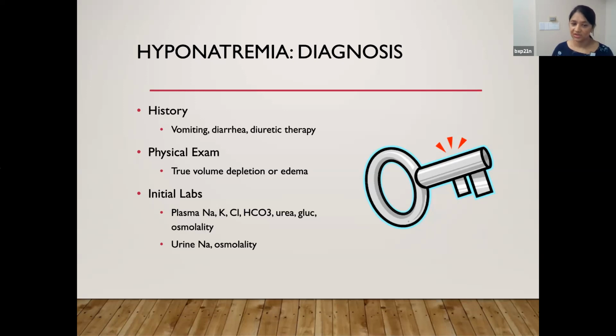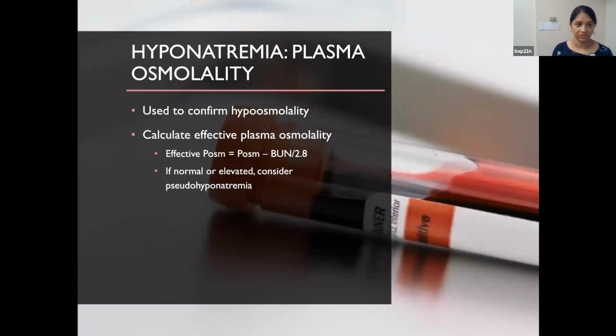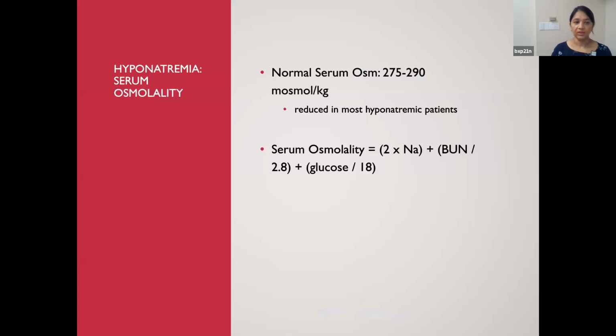And you will do the labs, the initial labs, kidney function. You can send for measuring the osmolality, or you can calculate it bedside, and you will check the urine osmolalities and urine electrolytes. And sometimes you have to see whether this is pseudohyponatremia, or is it truly low. Normal serum osmolality is 275 to 290, and this will be reduced in hyponatremic patients. And I included the serum osmolality here as well.